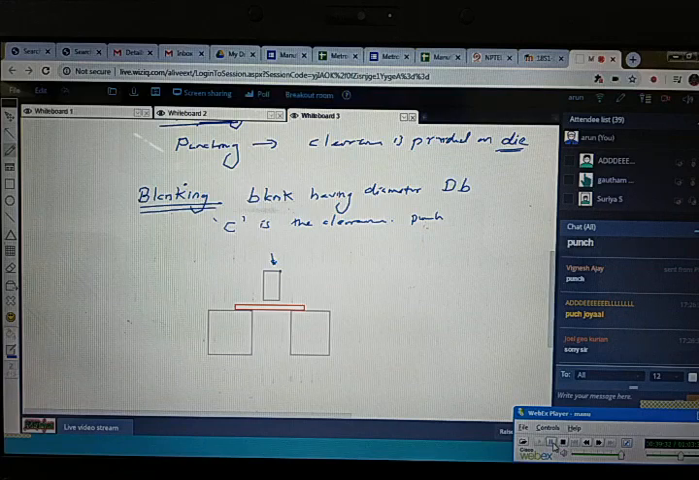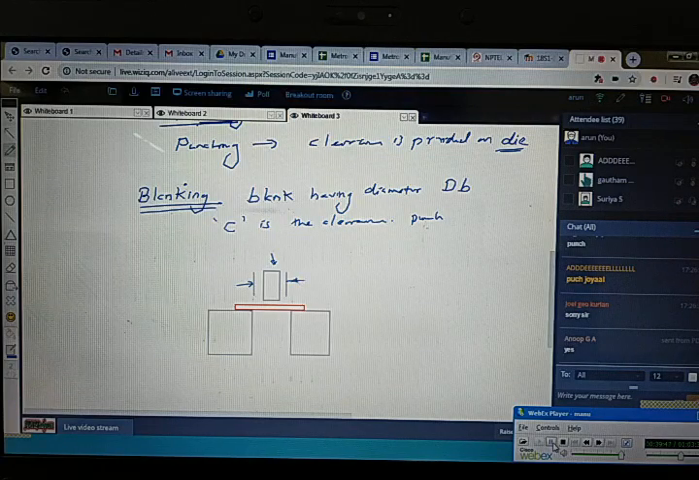The punch is moving downward. So in this case of blanking, we have to provide the clearance for the punch. I am going to give the clearance on both sides. So on the left side one C, and the right side also one C is there. So how many C's? 2 C's are there, right?